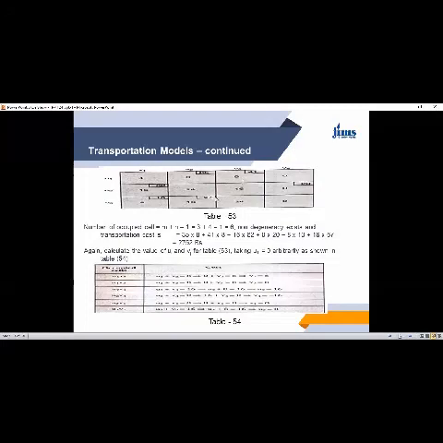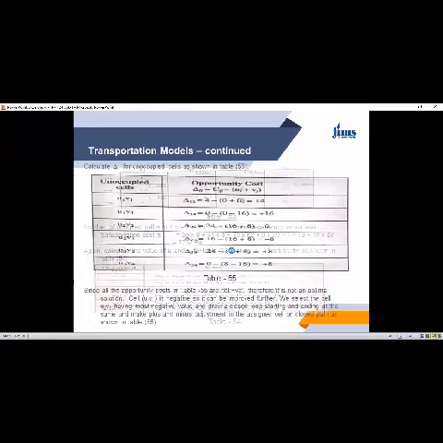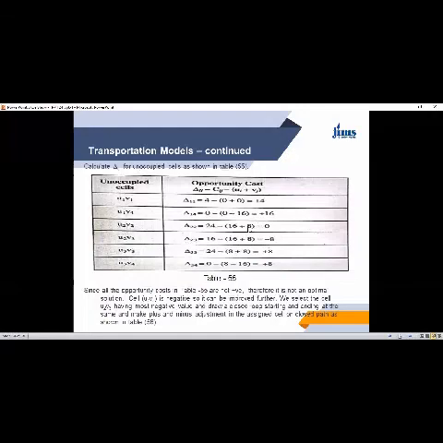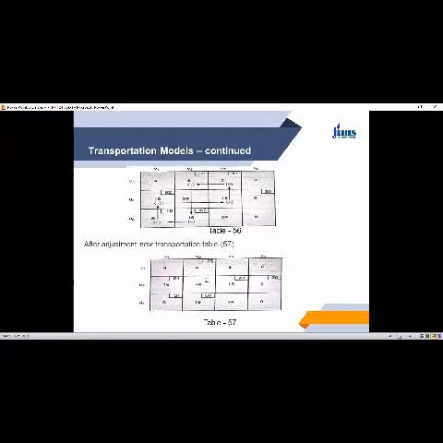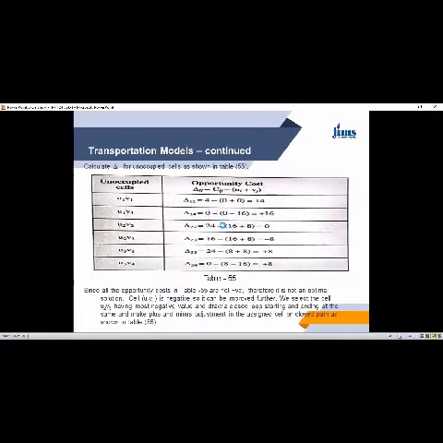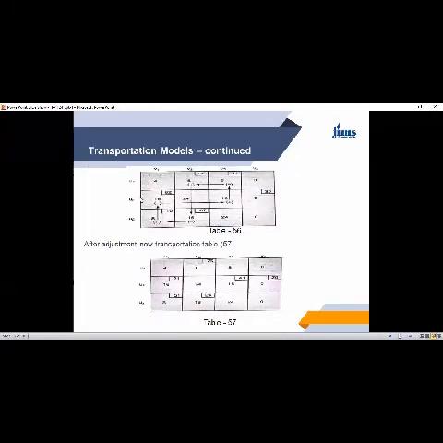Now again you calculate the values of Ui Vj considering U1 is equal to 0 for all the occupied cells. And if you repeat this process and calculate the delta ij for all the unoccupied cells, you find that U2 V3 still has a negative value. It means there is still a chance of improvement. So again we draw a loop from here. You see U2 V3.